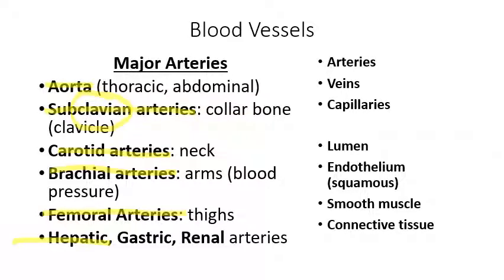The artery that takes blood to the stomach is called the gastric artery. The artery that takes blood to the kidneys is called the renal arteries. There's a left and a right renal artery because we have a left and a right kidney. So those are names you should know.